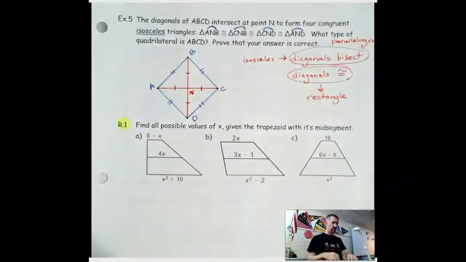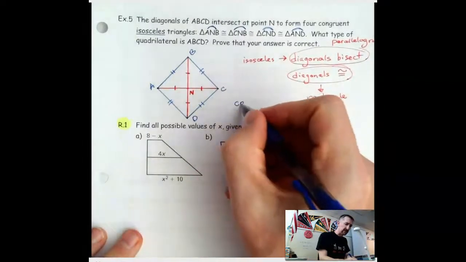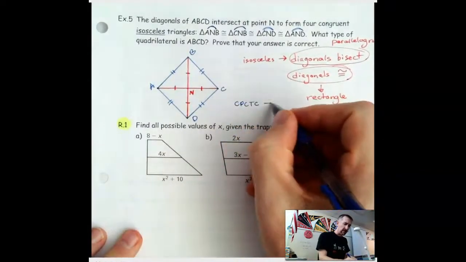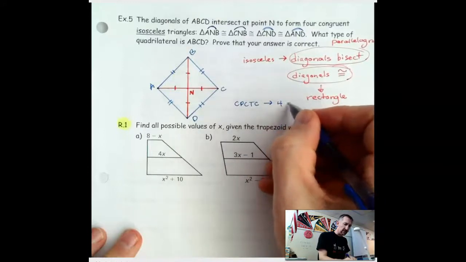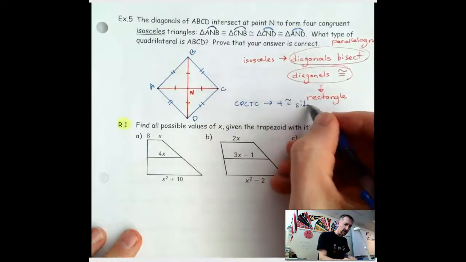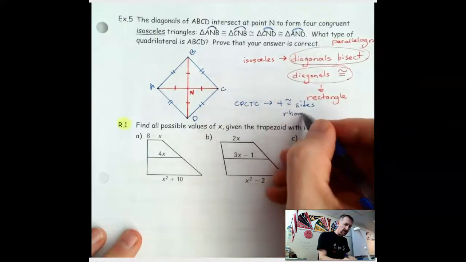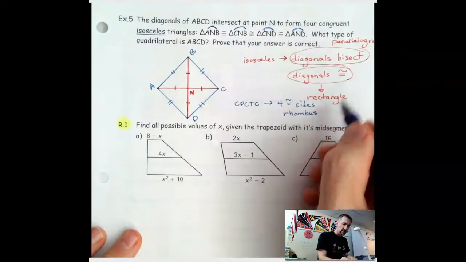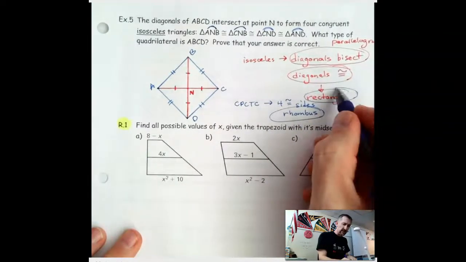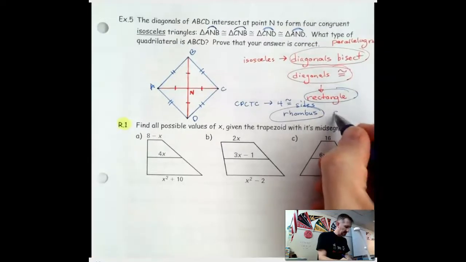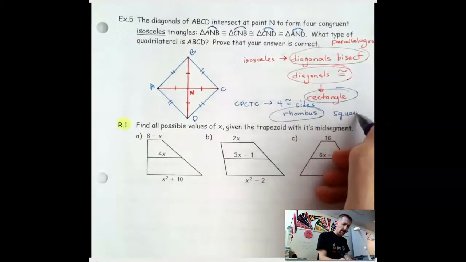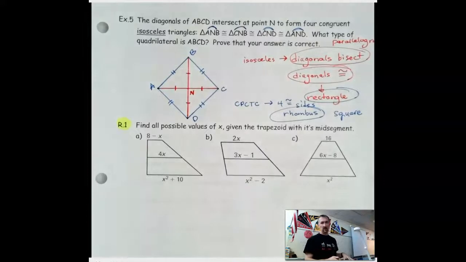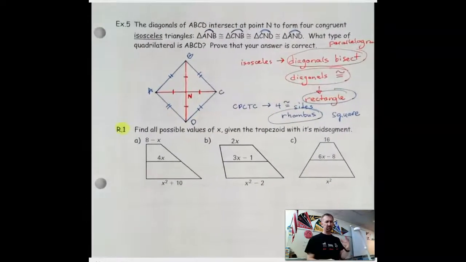And here, by CPCTC, we have the four congruent sides, which means it's a rhombus. So if it's a rhombus and a rectangle, that means it's a square. All right, so like I said, if that's a little bit stressful, that's not that important.